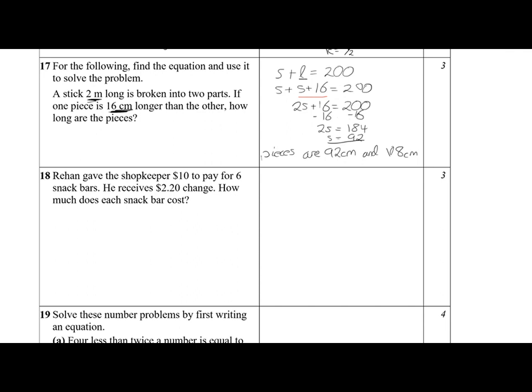Well, the obvious question is, why is Rehan buying 6 snack bars? Why isn't he buying a more balanced meal for the day? But we'll gloss over that one for now. As with most maths questions, they have kind of weird scenarios to come up for.